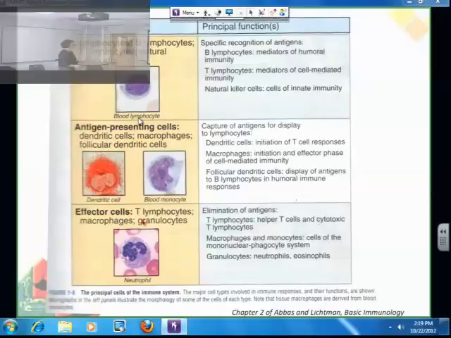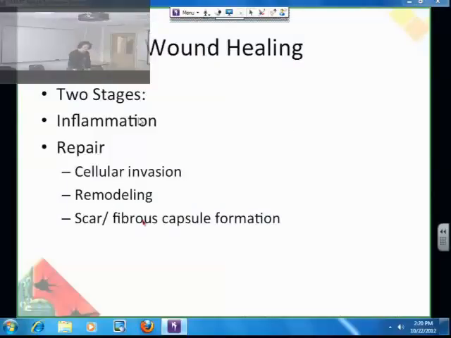And then effector cells can be either a lymphocyte or an antigen-presenting cell, but they're basically just the ones that do stuff. And that's why they're called effector cells. So macrophages will come in and clear the area of debris, or they'll phagocytize any microbes that are invading. And T cells will do the same thing, especially cytotoxic T cells. But we are going to get into lymphocytes and what B cells and T cells do specifically a lot more in the next term. So right now I want to get into wound healing, which is basically innate immunity that we're talking about here.